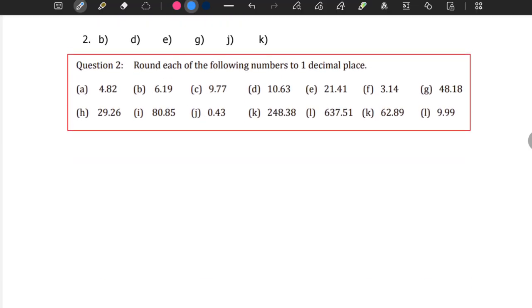And then for number 2, round each of the following numbers to 1 decimal place. So I can try L, which says 637.51 to 1 decimal place. Again, I look at where the first decimal place is 5, and then the number to the right is 1. So rounding that down, since it's less than 5, I get 637.5.